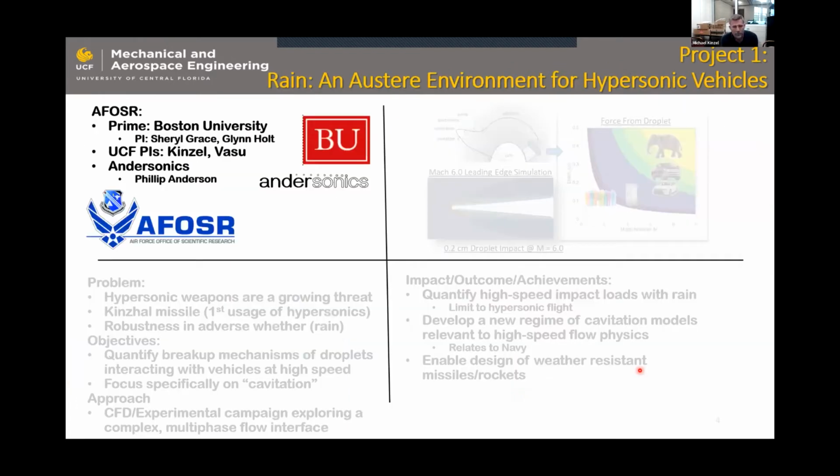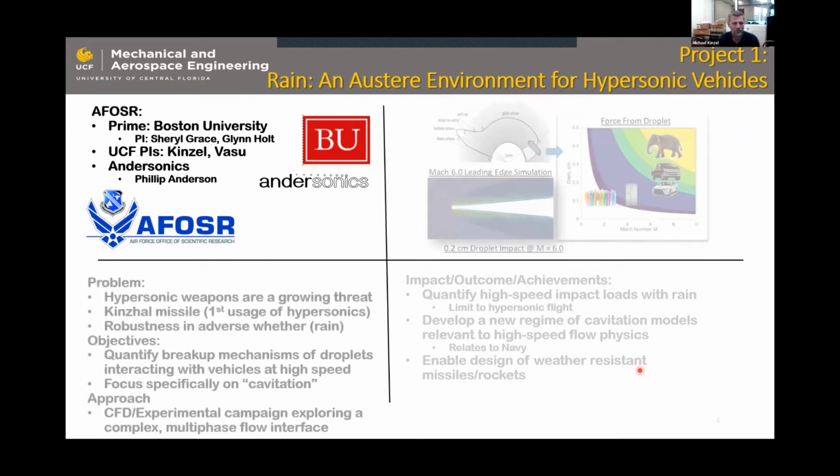So what I want to do next is go through three more recent projects. The first one is a project recently funded by the Air Force Office of Scientific Research. It's prime through BU. It's actually an evolution of the very first proposal I submitted to UCF. So it took a long time, but eventually it got funded in some form.